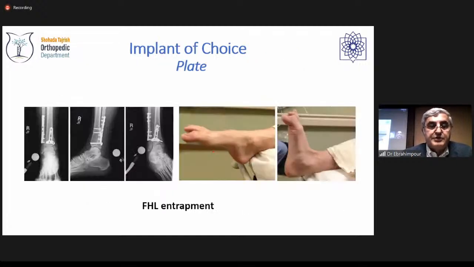Sometimes I had some complications using these plates, and sometimes the FHL entraps between the bone and the plate, and you see the claw toe deformity or FHL entrapment, which I had once or twice, and I had to remove the plate after union and release the FHL.